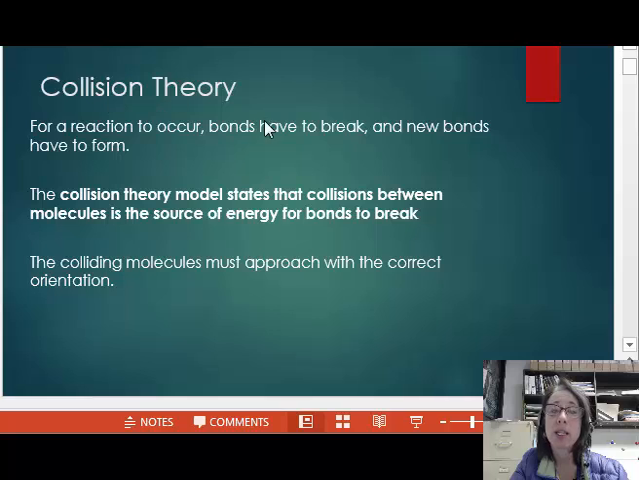The collision theory states that the energy required for bonds to break comes from the energy of collisions between reactant molecules. Also, the orientation of colliding molecules is important.